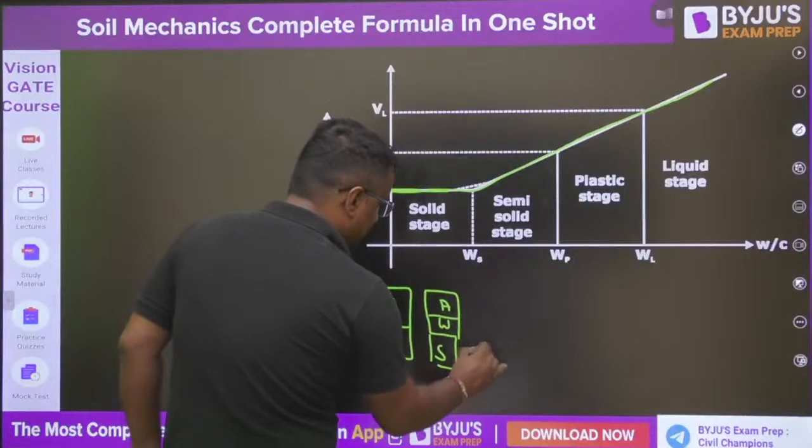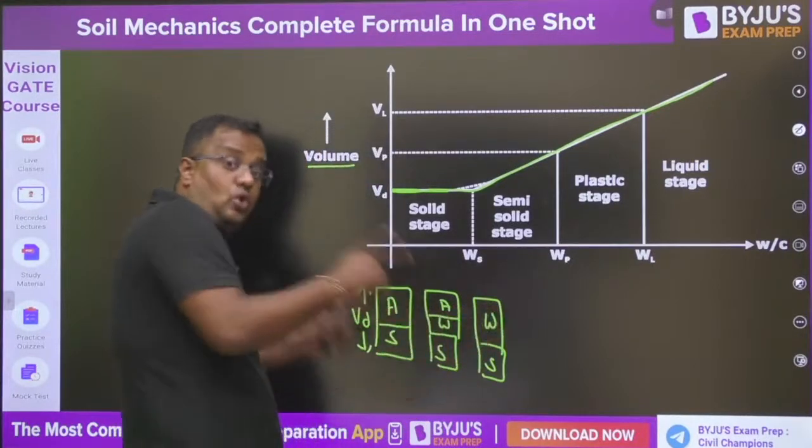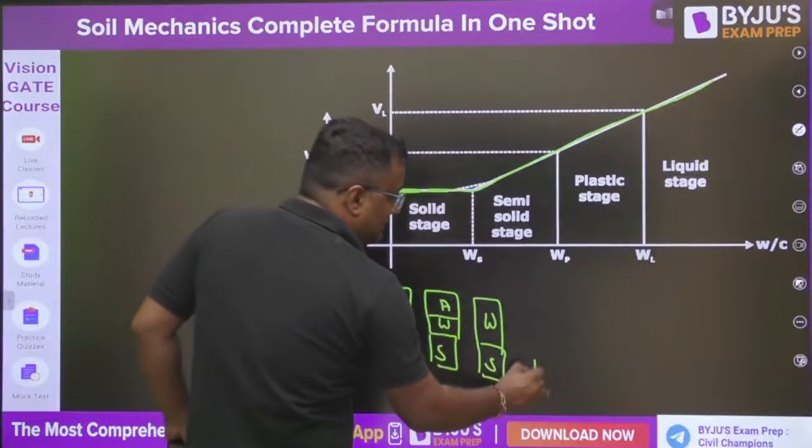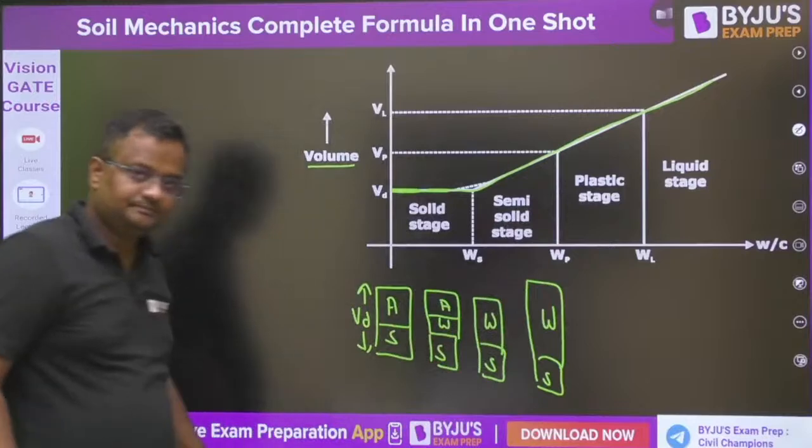Similarly, shrinkage limit, all voids are filled with water, then no air void is there. Further if I increase, then the water will be increasing.